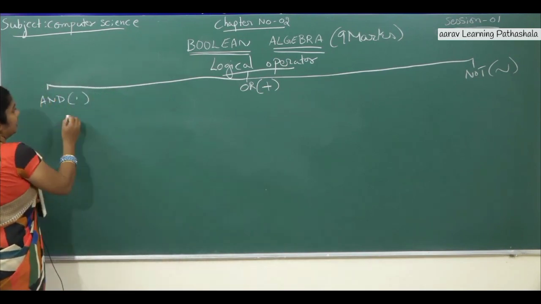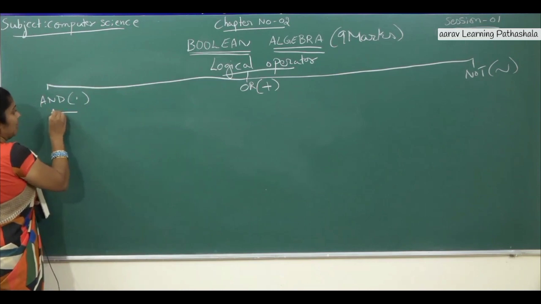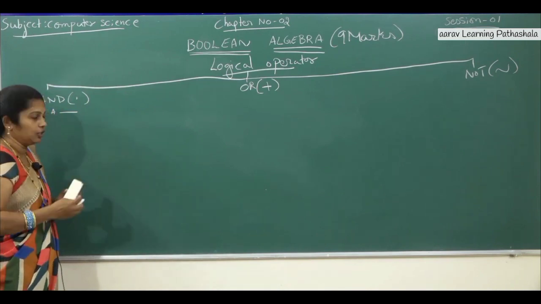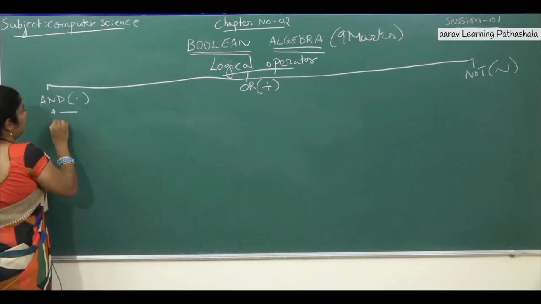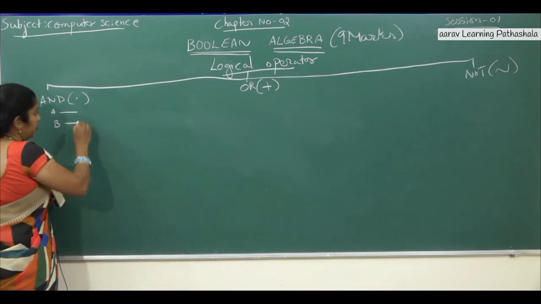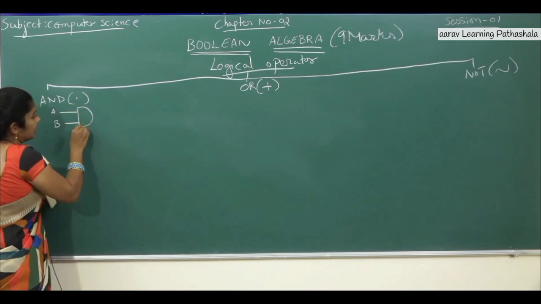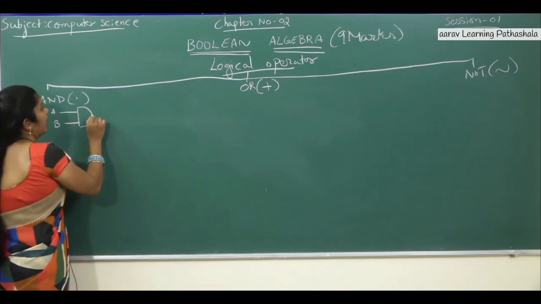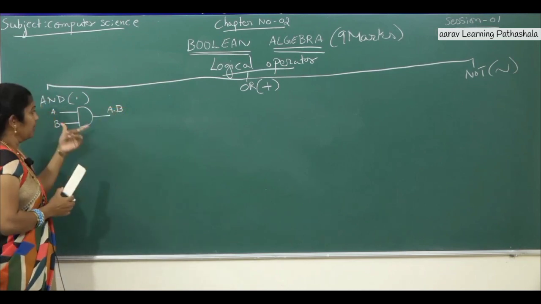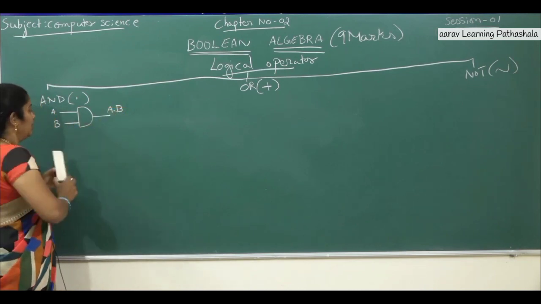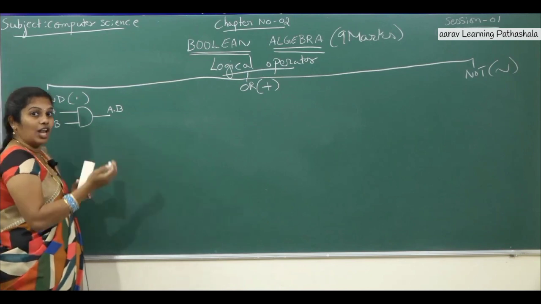Now, to represent AND, we can use a maximum of more than 2 inputs, and a minimum of 2 inputs is required. For example, A and B are the input variables. To represent that we use a D shape, and the output is written as A dot B. This is the symbol.